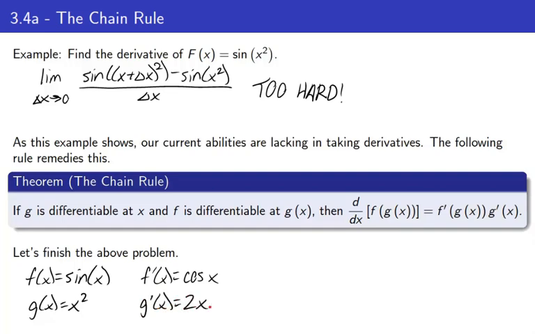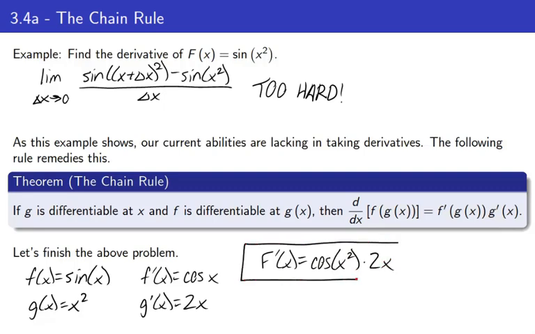What we need to do is use this theorem. It says take f prime and insert g of x, which is x squared. The derivative of capital F of x is cosine of the inside times the derivative of the inside. That's probably not extremely clear, but we'll do plenty of examples. The derivative of the outside, sine, became cosine. I left the inside alone. And then I multiplied by the derivative of the inside.